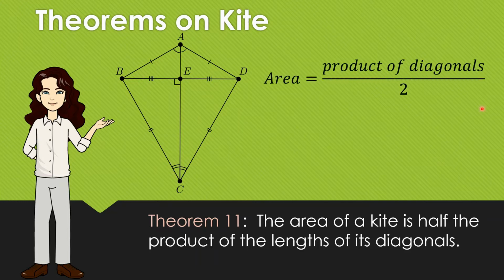So to get the area, it is the product of the diagonals divided by 2. Or area is equal to diagonal 1 times diagonal 2 divided by 2.